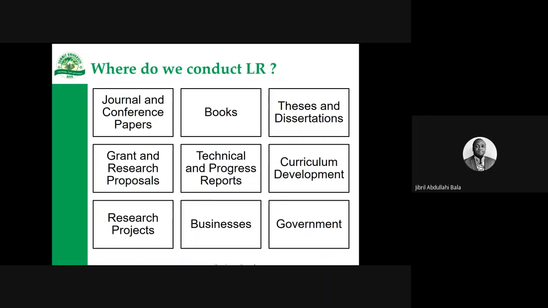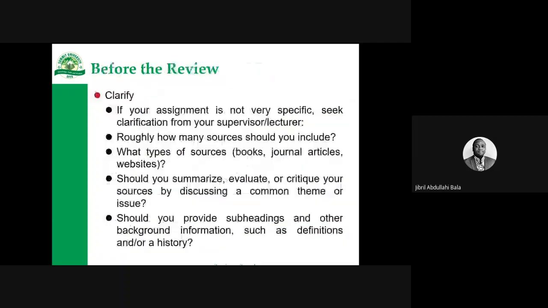So anything you want to do, basically you need to carry out a form of literature review or survey. But before you carry out that review, especially in the academic context, what do you need to do? One of the first things is to be clear on what you are going to do. You need to be clear on your assignment, your topic, and the project you want to carry out.